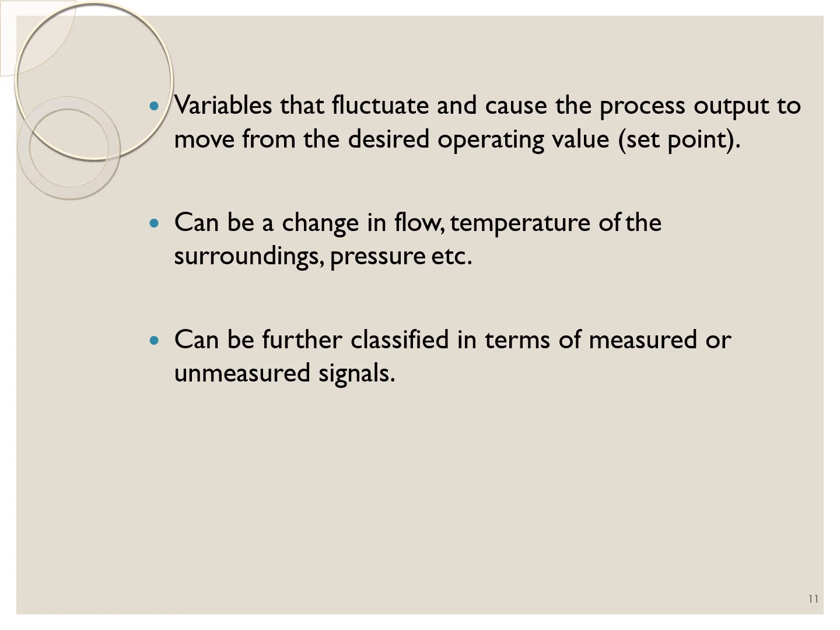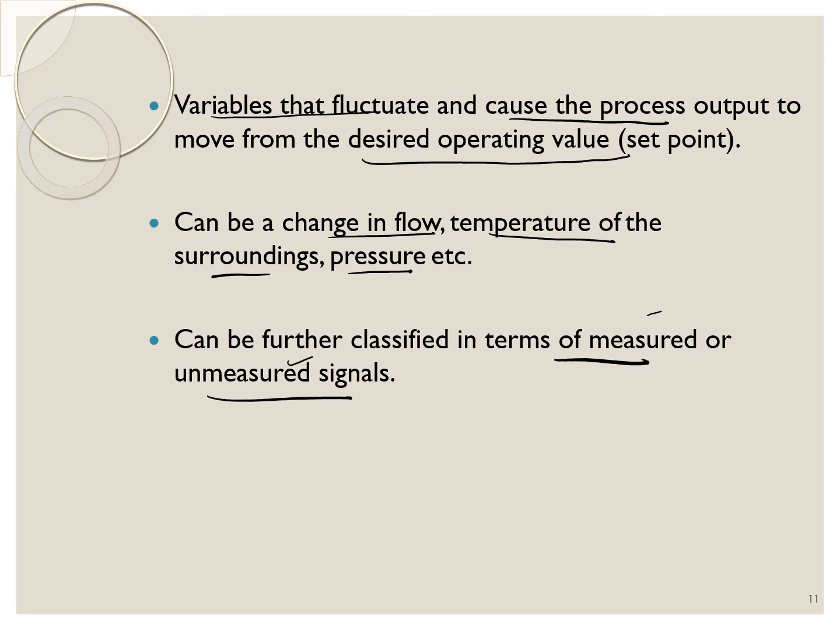A disturbance is also a variable that fluctuates and causes the process output to move from the desired operating value. It can be a change in flow, temperature of the surroundings, pressure, and so on. It can also be further classified in terms of measured or unmeasured signal. What are measured and unmeasured signals? A measured signal is one we can detect with a sensor. An unmeasured signal is one that cannot be detected by a sensor.